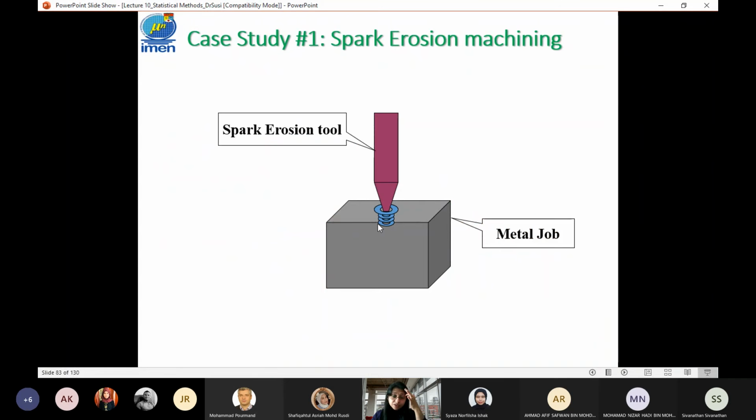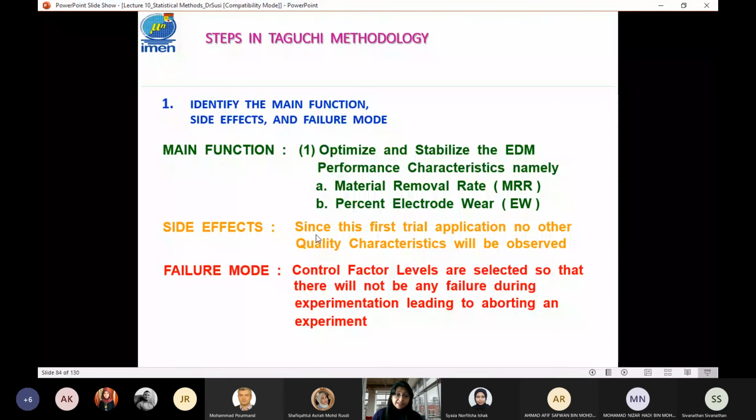You see, when it's drilling, two things happen here. The material gets removed and the electrode also gets worn out. So two things get eroded: the electrode is eroded, and this metal is also eroded. But since this is the first trial application, no other quality characteristics will be observed. So this is the first time they're doing this. So normally in experiments, you have round 1, round 2, round 3, and then you know what parameters are important for your output. Then you can refine your experiments.